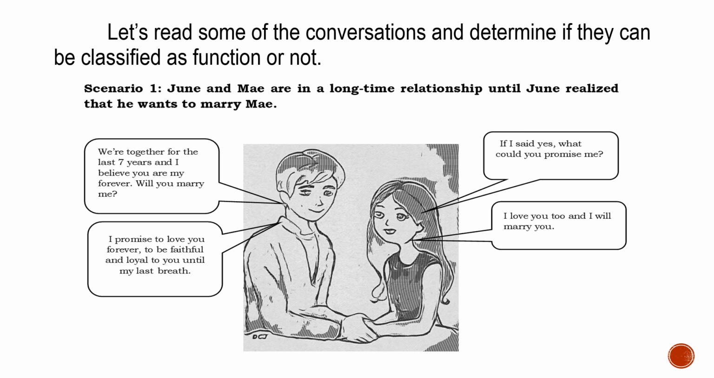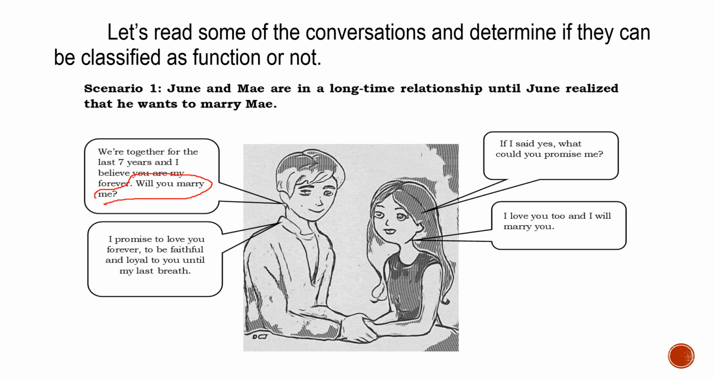So let's read some of the conversations and determine if they can be classified as functions or not. For scenario number 1, June and May are in a long-time relationship until June realized that he wants to marry May. Based on the conversation, June said, "We're together for the last 7 years, and I believe you are my forever. Will you marry me?" So there's a question here asking May if she wants to marry June.